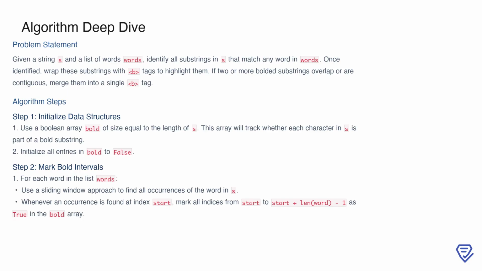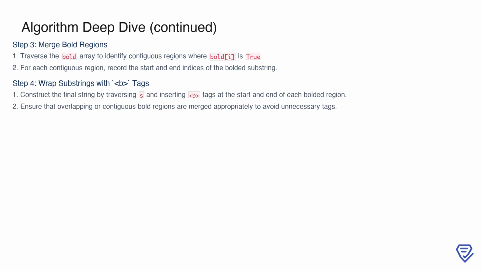The next step is to mark the bold intervals. For each word in words, we use a sliding window technique to find all occurrences of the word in S. When a match is found, we update the bold array to mark all indices corresponding to the characters of the word as true. This process ensures we efficiently locate all matches while keeping track of bold regions in a straightforward manner. After marking the bold intervals, we move on to merging bold regions.